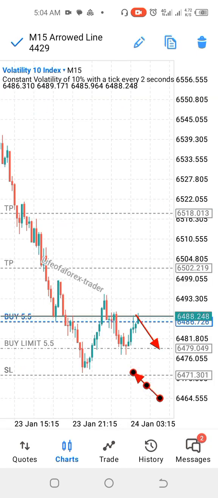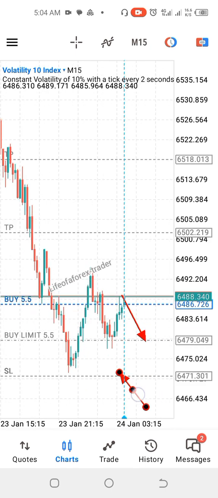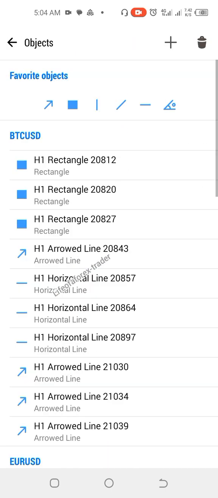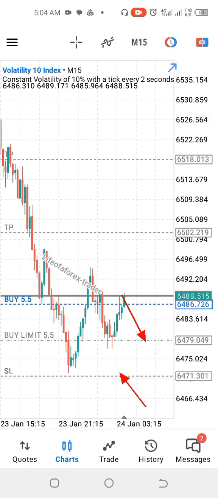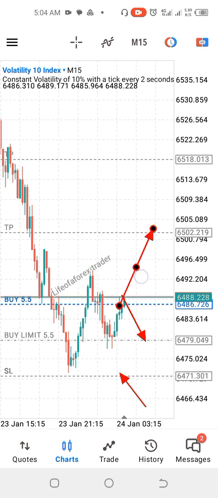And that level is my SL. You can see where I have my SL. My SL has been strategically calculated, following a rule of thumb. My SL can only be hit when my entire analysis is wrong. So this is my TP1.